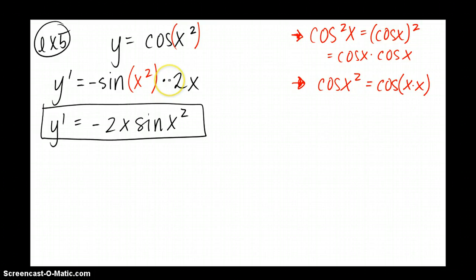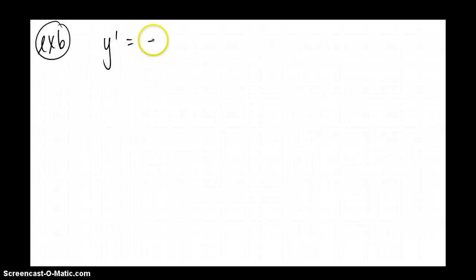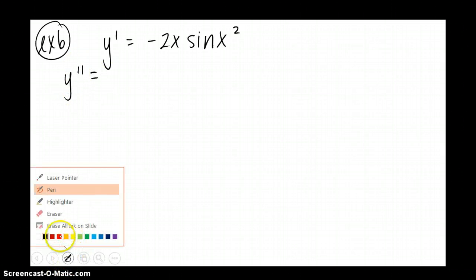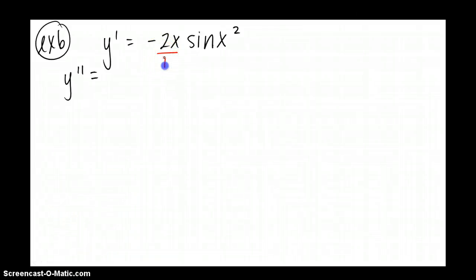Alright, let's see, what did I do next? Okay, so I don't run out of room. So now that I know that first derivative was negative 2x sine x squared, now find the second derivative for me. So y double prime, now in order to determine the second derivative, we will need the product rule in addition to the chain rule, because the sine of x squared will need the chain rule.